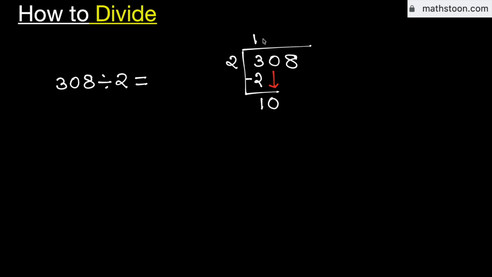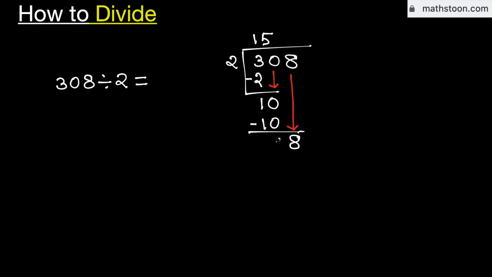And we know that 2 times 5 is equal to 10. Subtract, we get 0. Now this 0 is less than 2. That is why we need to bring down this adjacent 8 here. Look, this is the number 8.